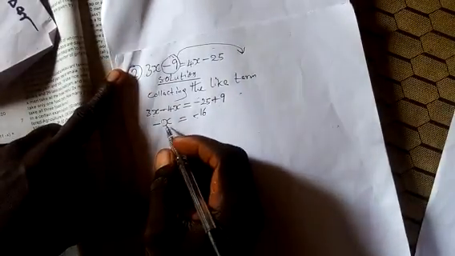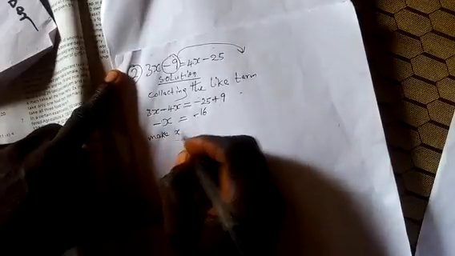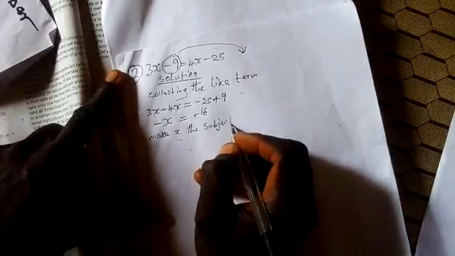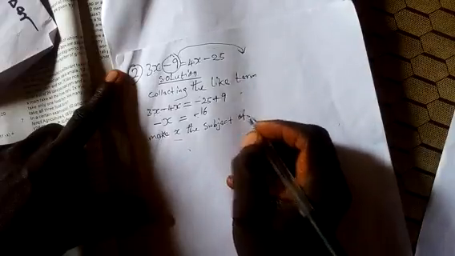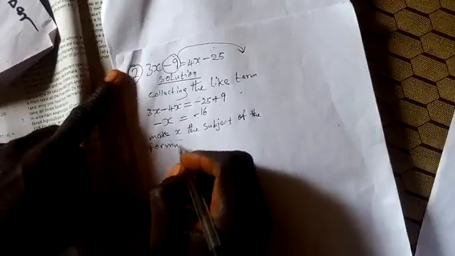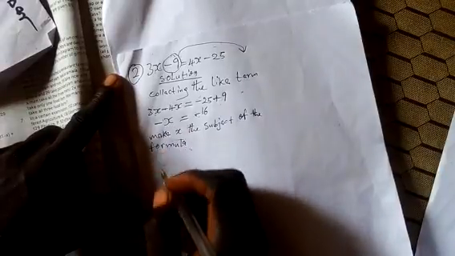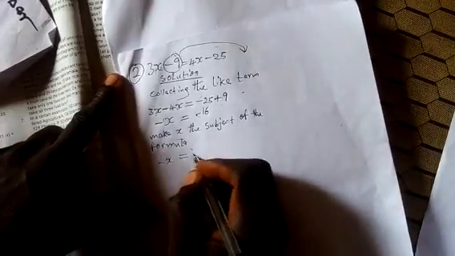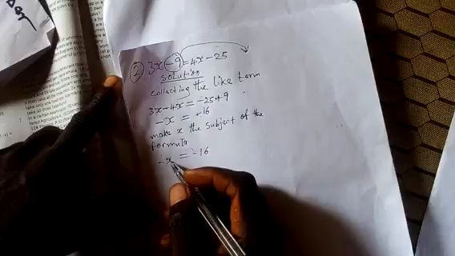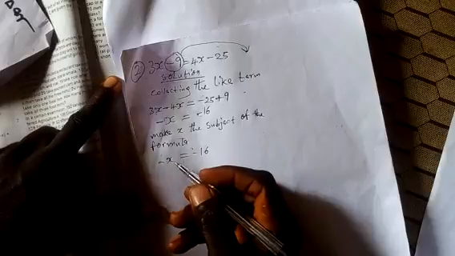Now let's make x the subject of the formula. Making x the subject of the formula. How do we do that? Here we have minus x equals to minus 16, but it's supposed to be minus 1x, but there's no need to indicate 1 since multiplying 1 by x will still give you x.